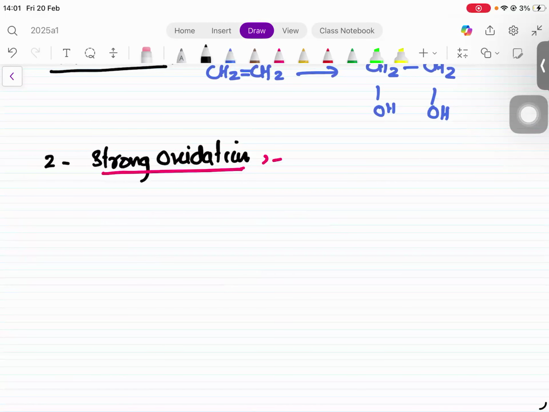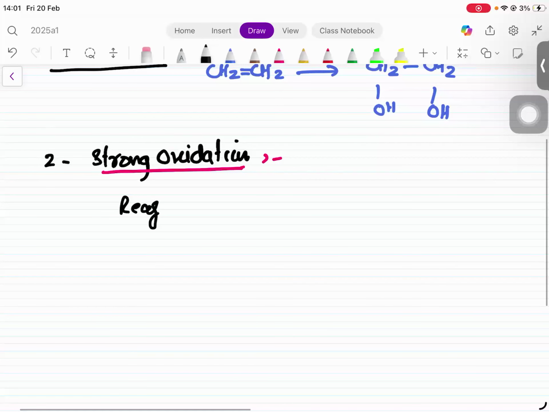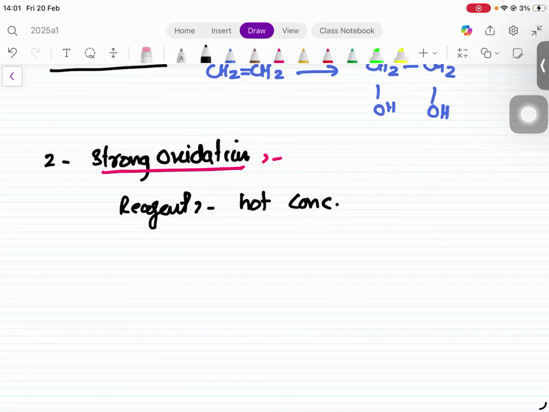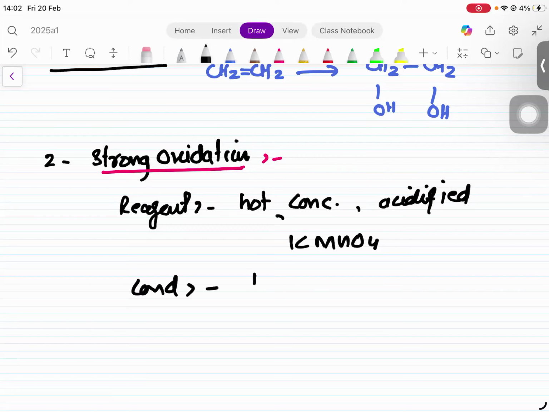Please pay attention. For this, the reagent used for the strong oxidation is the same KMnO4, but hot and concentrated. So hot, concentrated, acidified KMnO4. This is the reagent. And again, in order to make it hot, you have to heat under reflux. HUR means heat under reflux.